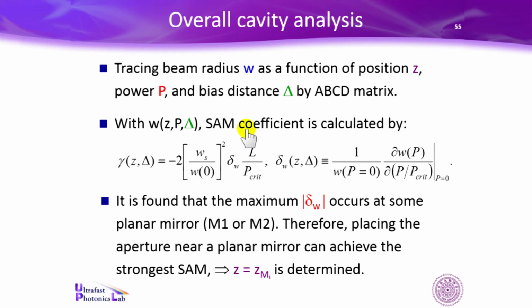Okay. And it is found the maximum of the parameter occurs at some planar mirror, either M1 or M2. Okay, so now it is justified why the iris has to be placed next to the planar mirror. Because in that case, you can maximize the SAM coefficient gamma according to the ABCD matrix analysis. Okay.